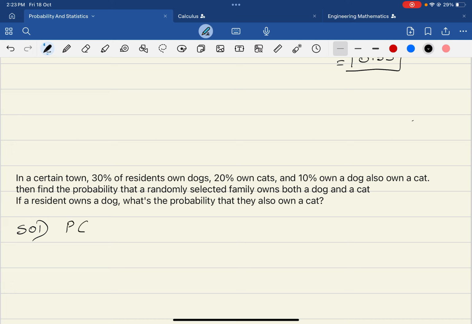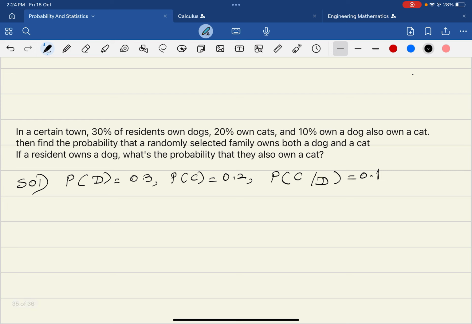So let us now take the probability of dog is 30%, that is 0.3, already given. And the probability of a cat is 20%, that is 0.2. And then the probability that he has already owned a dog and now wants to buy a cat is given as 0.1. Understood? Now find the probability that the randomly selected resident owns both a dog and a cat. Whenever you say both a dog and a cat, the first question is P of D intersection C, how much is it, is what he has asked you.